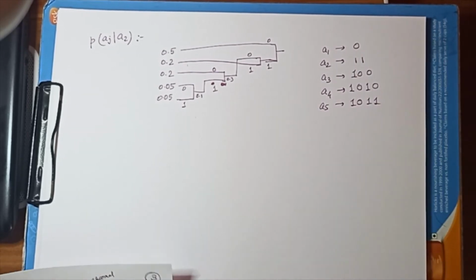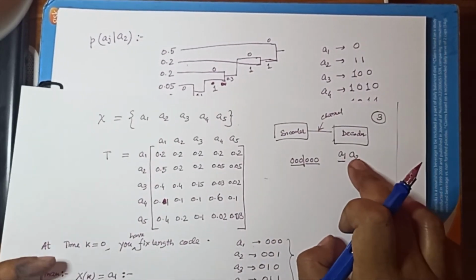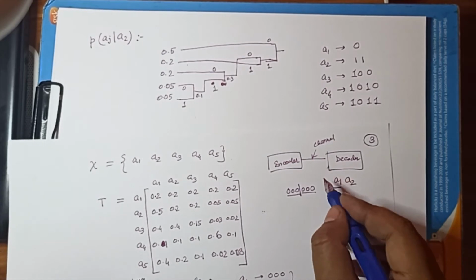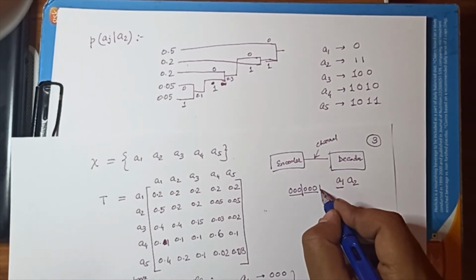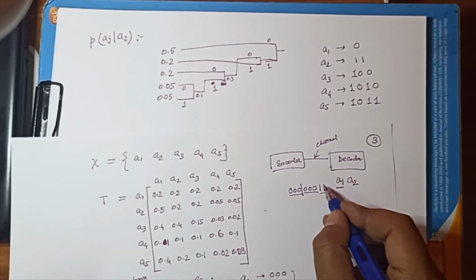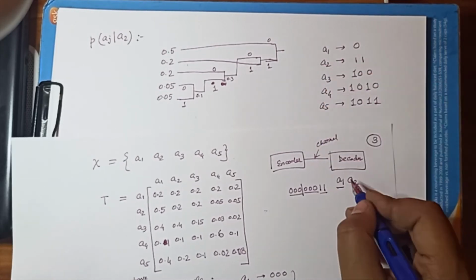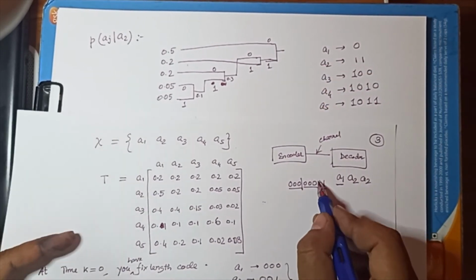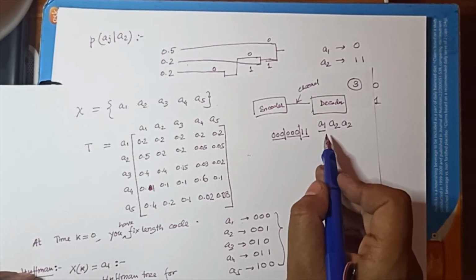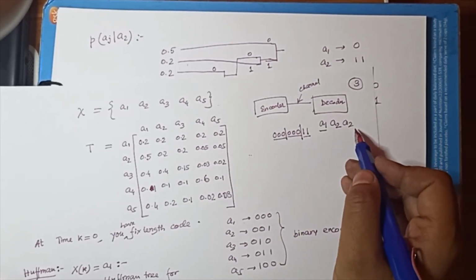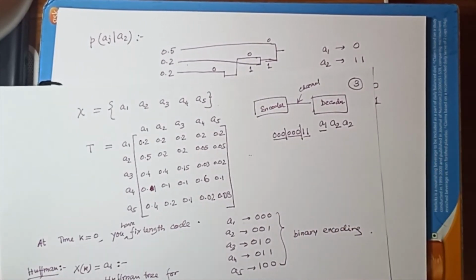So this is the code for that. So after A2, if the signal appears to be say 1 1, then you have to understand that this 1 1 is essentially A2 again. You see, so here 0 0 0 means A2, next 1 1 means A2. So this is how you should proceed.